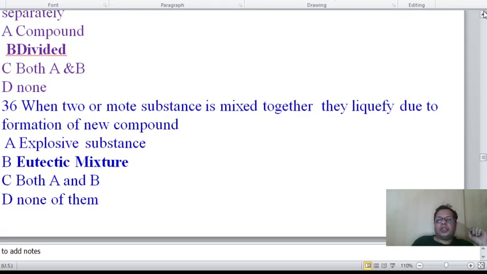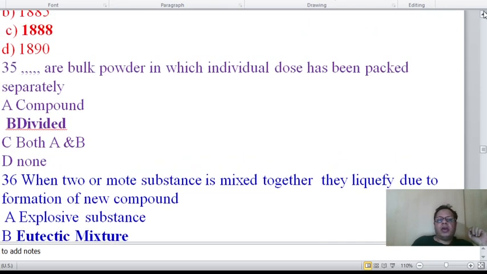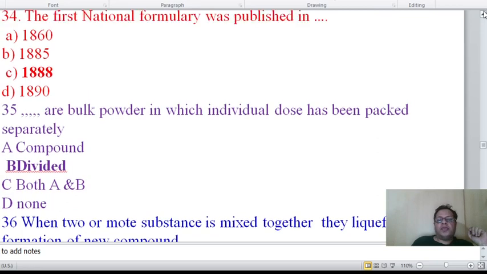Move ahead with question number 34. Here the first National Formulary was published in 1888. So for 34, answer C is 1888. For question number 35, dash are the bulk powders in which individual doses have been pegged. So these are the divided powders where the individual dose is pegged and dispensed. So for question number 35, answer B is the right one.